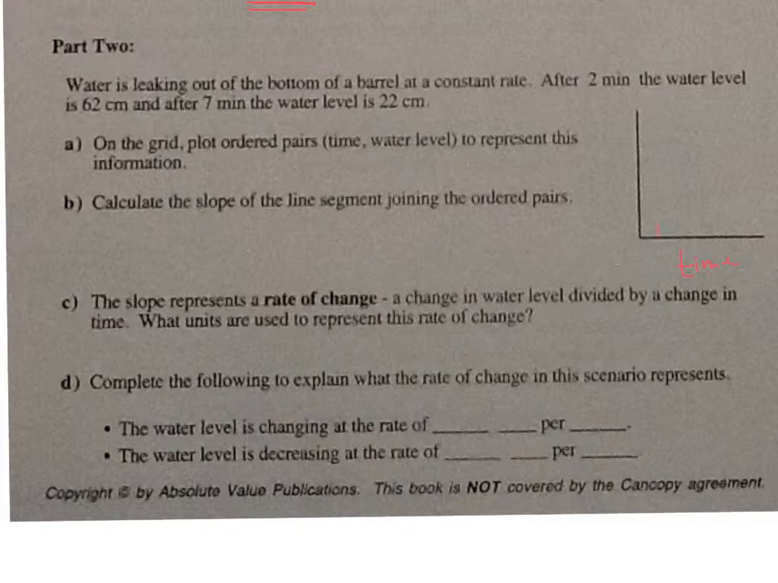So we're going to have about 1, 2, 4, 5, 6, 7. We'll do 8 minutes there. Okay, hopefully you can read that. And then we need to do the water level. So it needs to go up to at least 60. So let's go 20, 40, 60, 80.